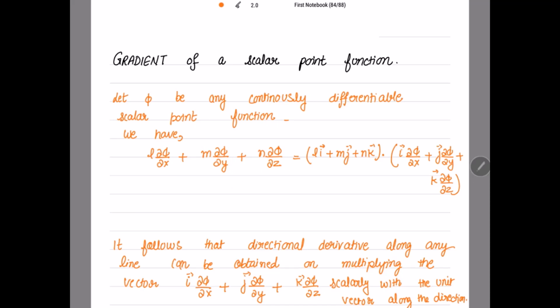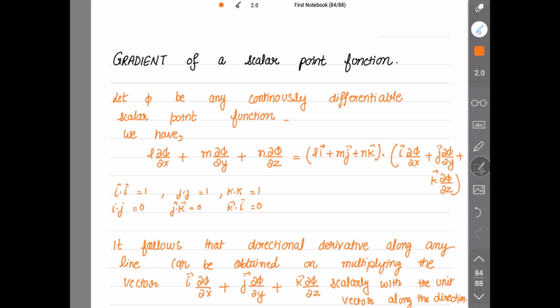We know that the dot product of i with i will be 1. The dot product of j with j is also 1. The dot product of k with k is also 1. But the dot product of i and j is 0. The dot product of j and k is 0. And the dot product of k and i is 0. So by knowing this, if you solve this, you will get back your left hand side.